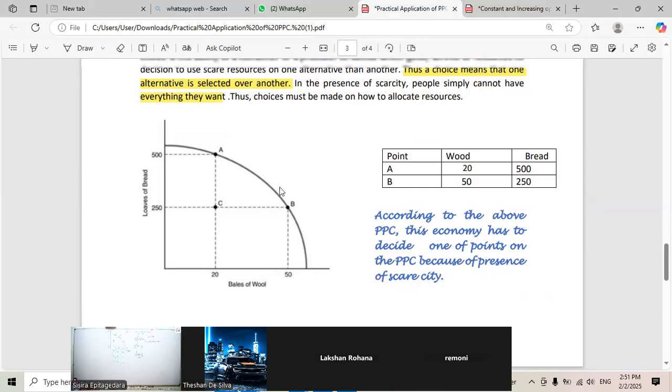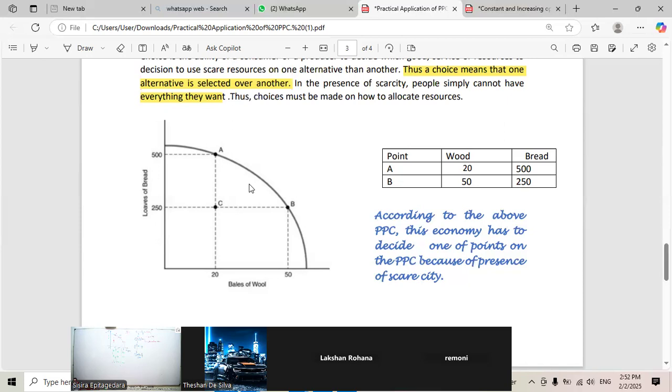Okay, then the economy has to choose one of them, A or B. Is that clear? You can say at point A, wood production 20, bread production 500 units. At B, 250 units of wood and 250 units of bread. The economy has to choose one of them, not all.